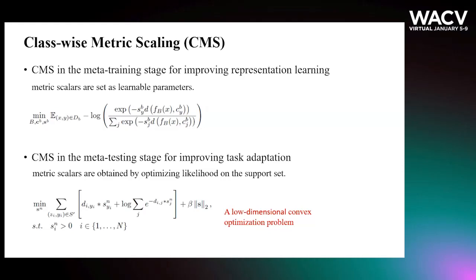In the meta-training stage, we adopt a conventional supervised training procedure, which pre-trains a feature extractor combined with a distance metric-based classification layer. Particularly, metric scalars are simply set as learnable parameters that improve feature representation transferability. In the meta-testing stage, the class-wise metric scaling is performed by an optimization problem, where metric scalars are obtained by optimizing likelihood on the support set directly, which facilitates task adaptation. Fortunately, the optimization problem is convex and low-dimensional.